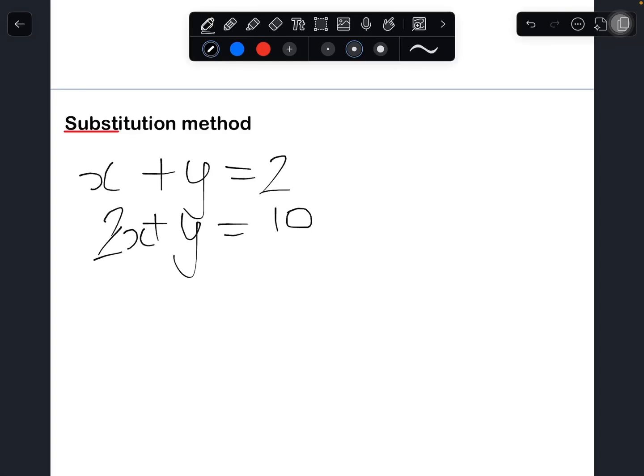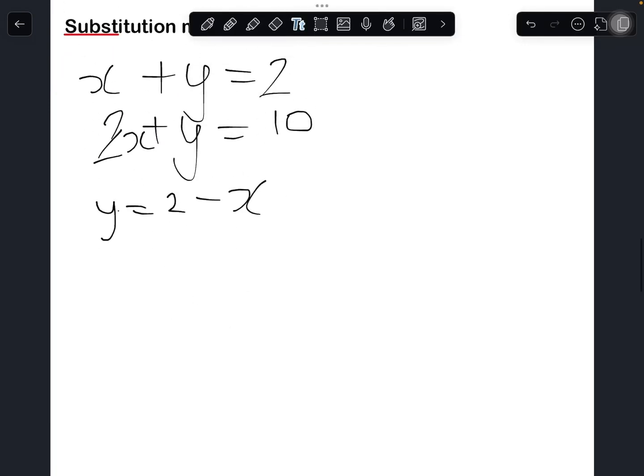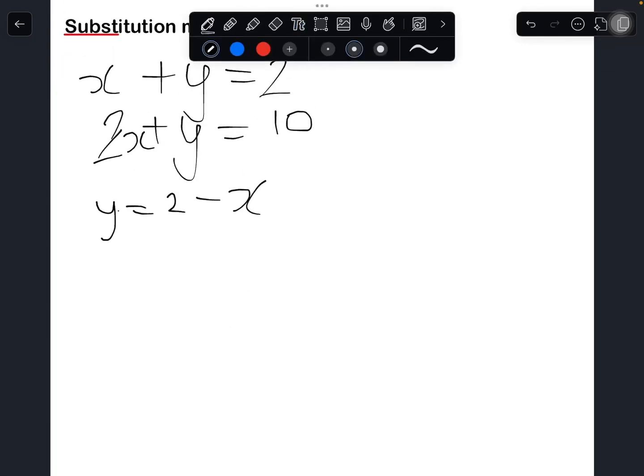So we'll say y equals 2 minus x. Okay, so now we know that y equals 2 minus x. Both these equations are related to each other. Since we know that y equals 2 minus x, now that we know that the first equation will be y equals 2 minus x, we can then substitute this y in.